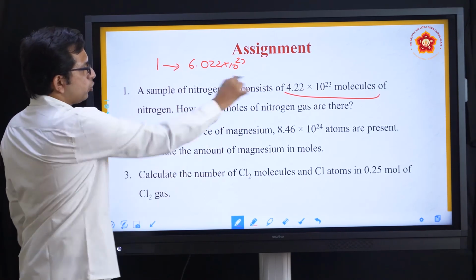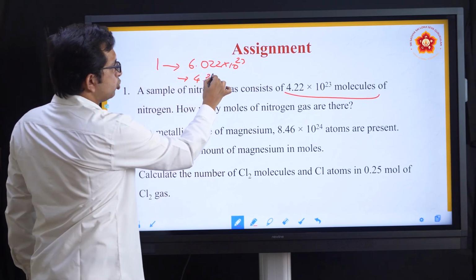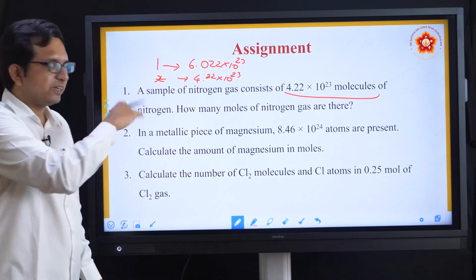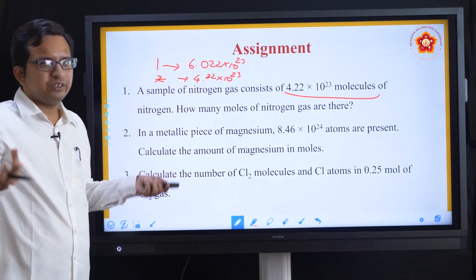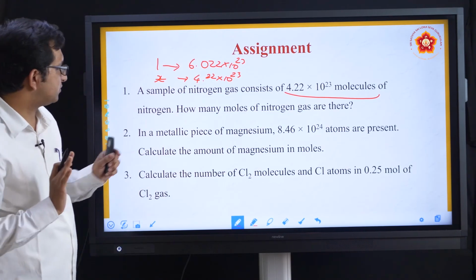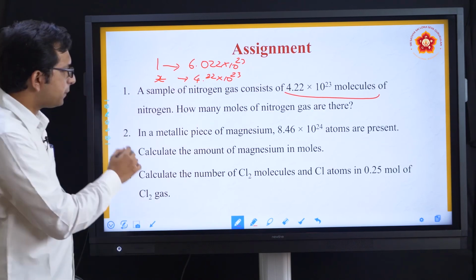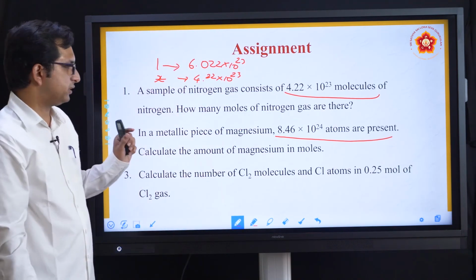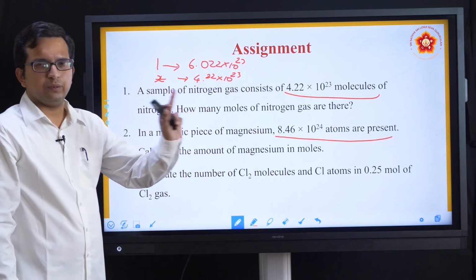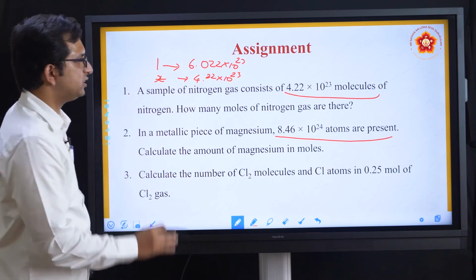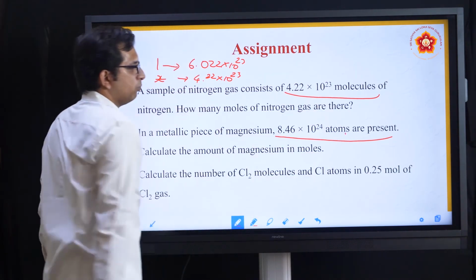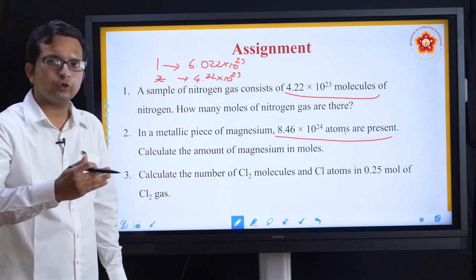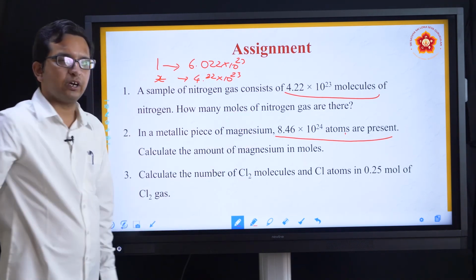Now what they have told you is that 4.22 into 10 raised to 23 molecules are present, and they are asking you to find moles. Earlier the X was on one side, now it is on the other side. So it is just a variation that is seen. Please try to calculate this part. In a metallic piece of magnesium, 8.46 into 10 raised to 24 atoms are present. Calculate the amount of magnesium in moles. Once again the same question, it is just that here it was in terms of molecules, now it has been brought down to atoms. So 1 mole is equal to 6.022 into 10 raised to 23. How many moles is this part?